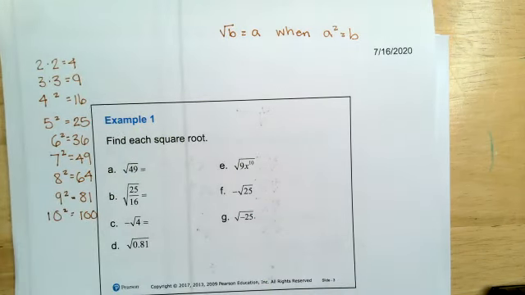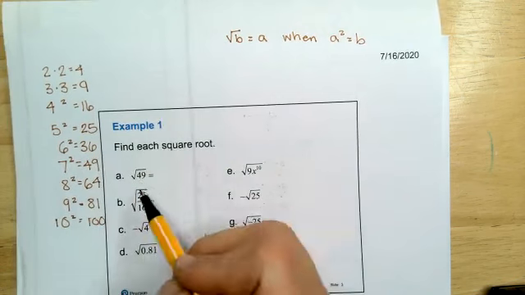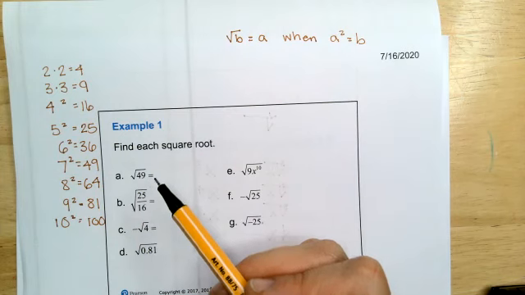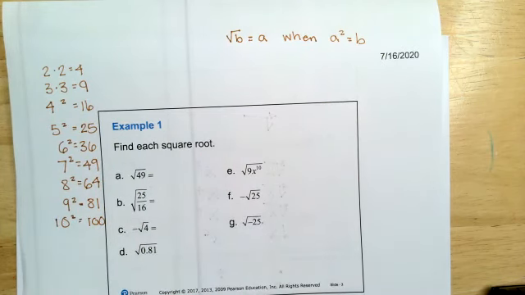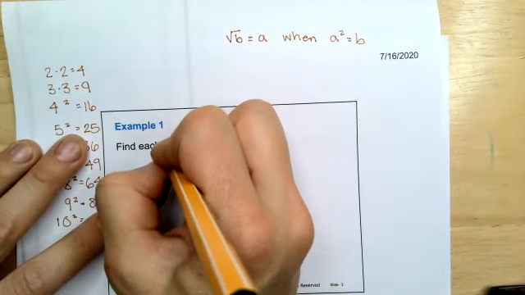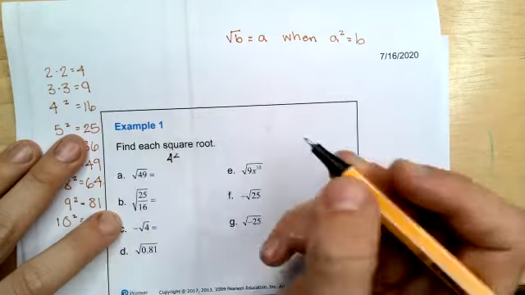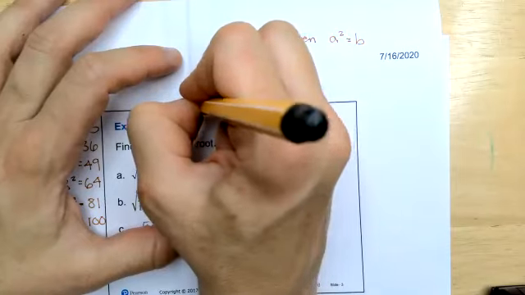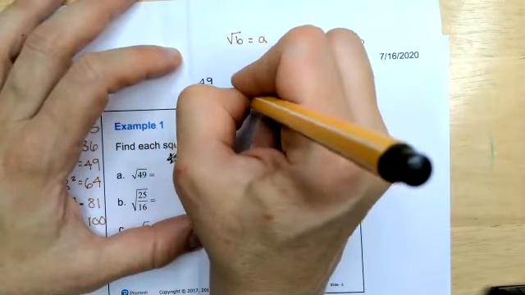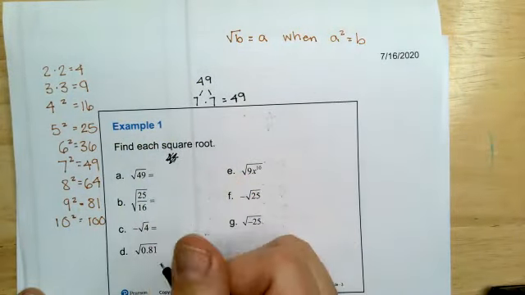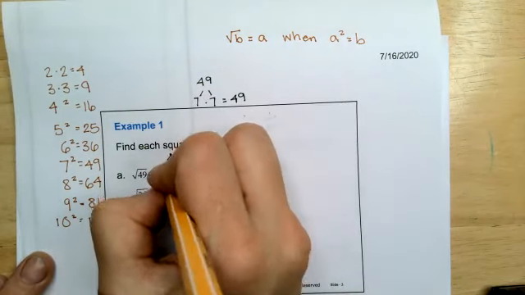Those are just perfect squares. You might know them off the top of your head. You might look them up on the internet, anything like that. Good. So the square root of 49 is 7. Because if we were to make a factor tree, we're going to be doing a lot of factor trees, the factor tree is that 49 factors out to 7 times 7. 49 is a perfect square because 7 times 7 is 49. So the square root of 49 is 7.